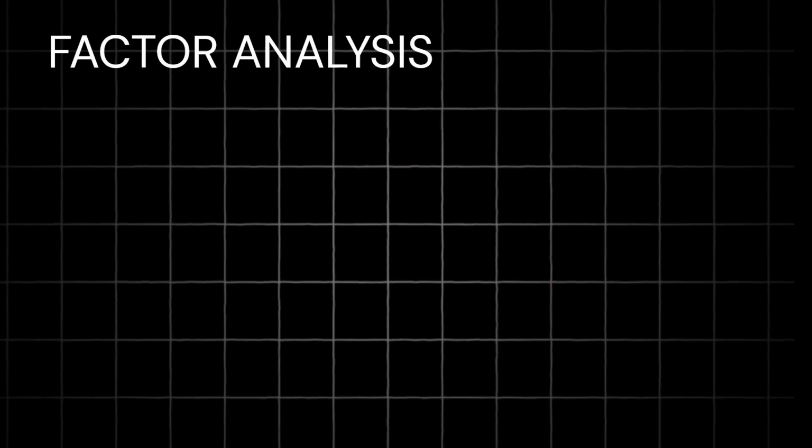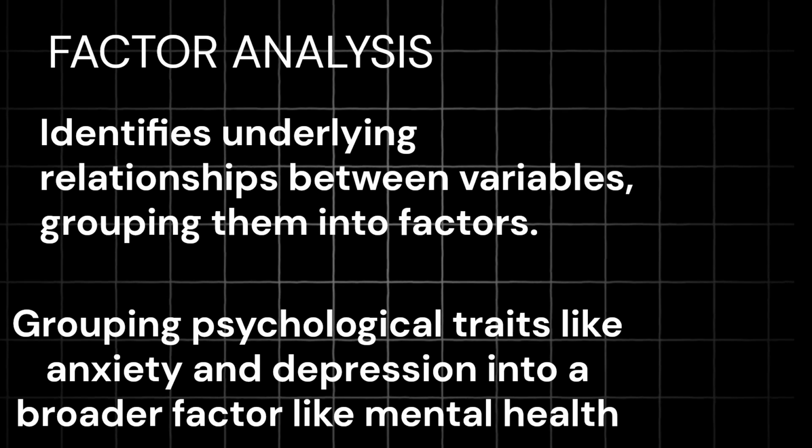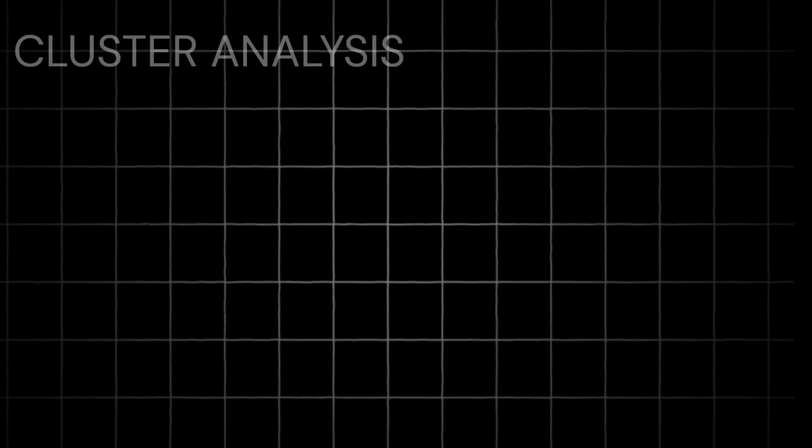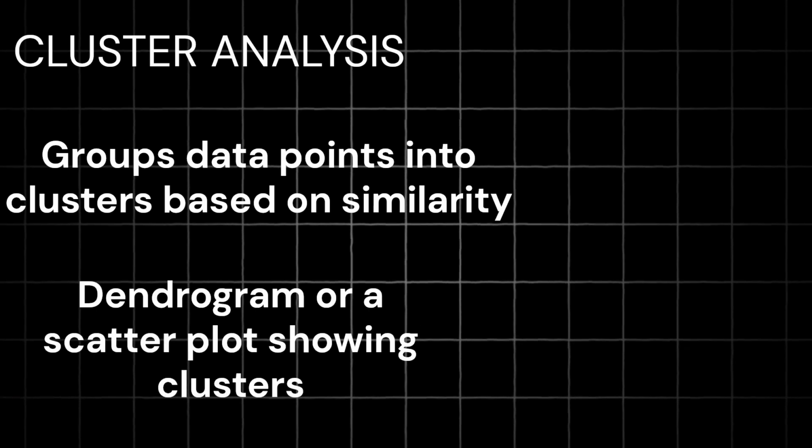Third, factor analysis. This technique identifies underlying relationships between variables. A classical example is in psychology, where factor analysis might be used to identify underlying traits like introversion or extroversion from a set of survey responses. Fourth, cluster analysis, used to group similar data points together. For example, in marketing, customers might be clustered based on their purchasing behavior, allowing companies to target specific groups with tailored marketing strategies.